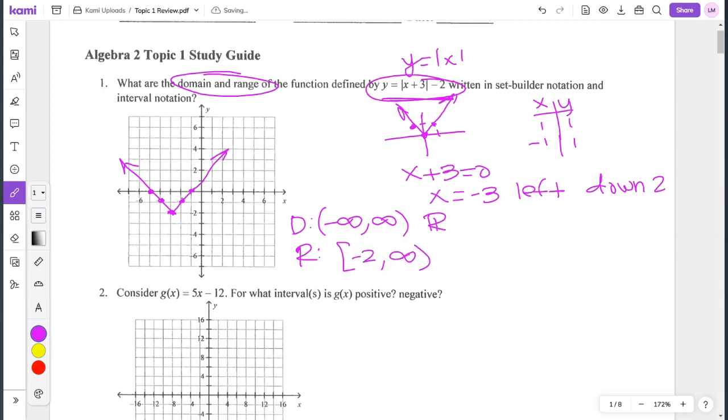If there had been a negative in front of this absolute value, it would have flipped it over to look like this. And let's say it had the same vertex, then my range would be negative infinity to negative 2 bracket, low to high, right? But this is my domain and range for this picture.